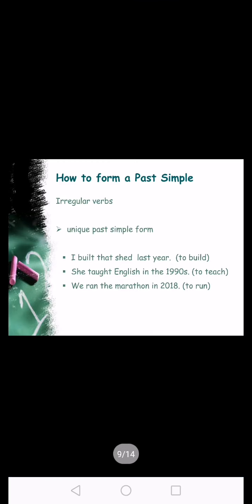We ran the marathon in 2012. The infinitive of ran is to run.